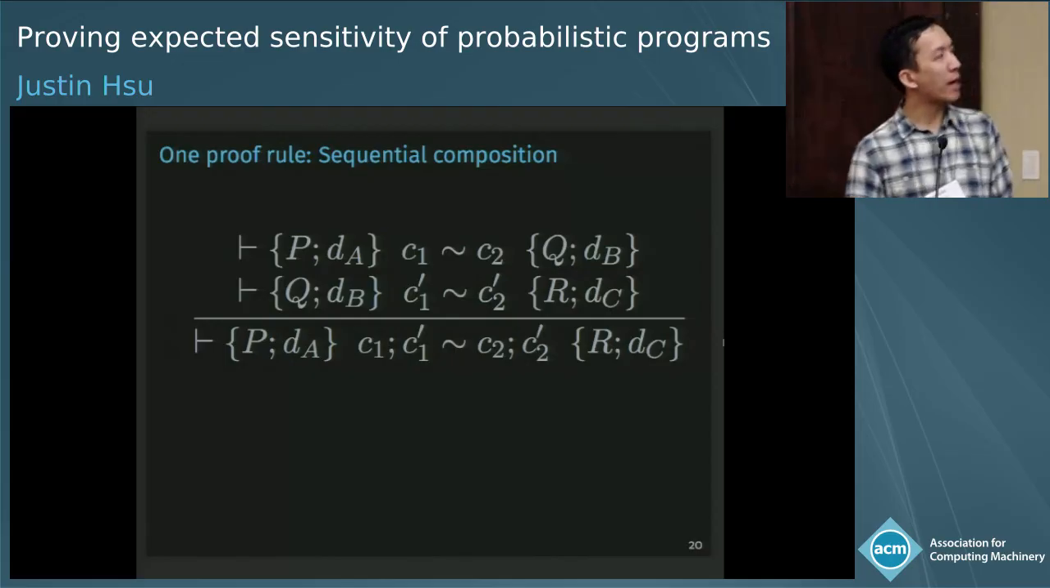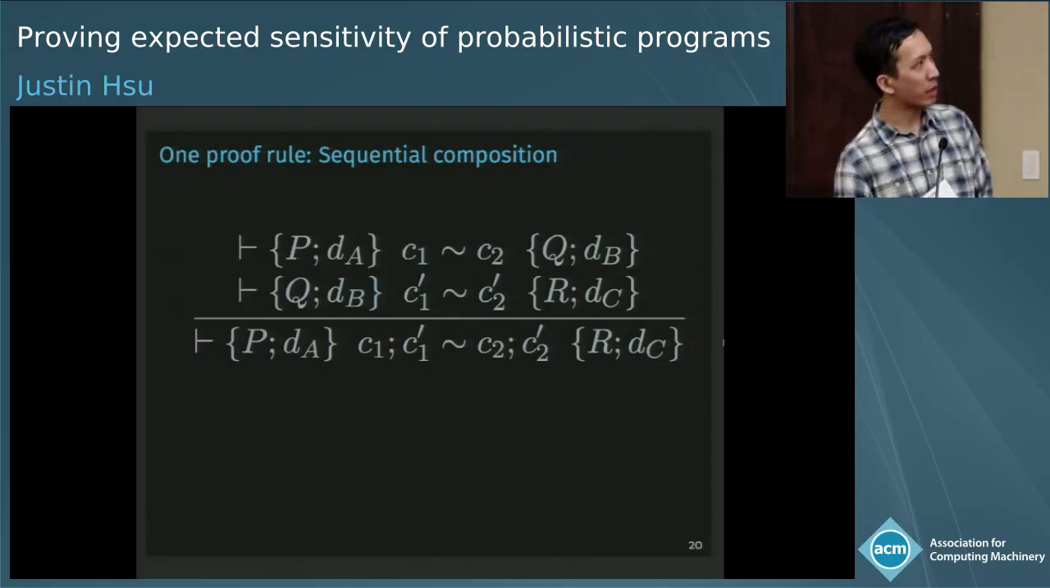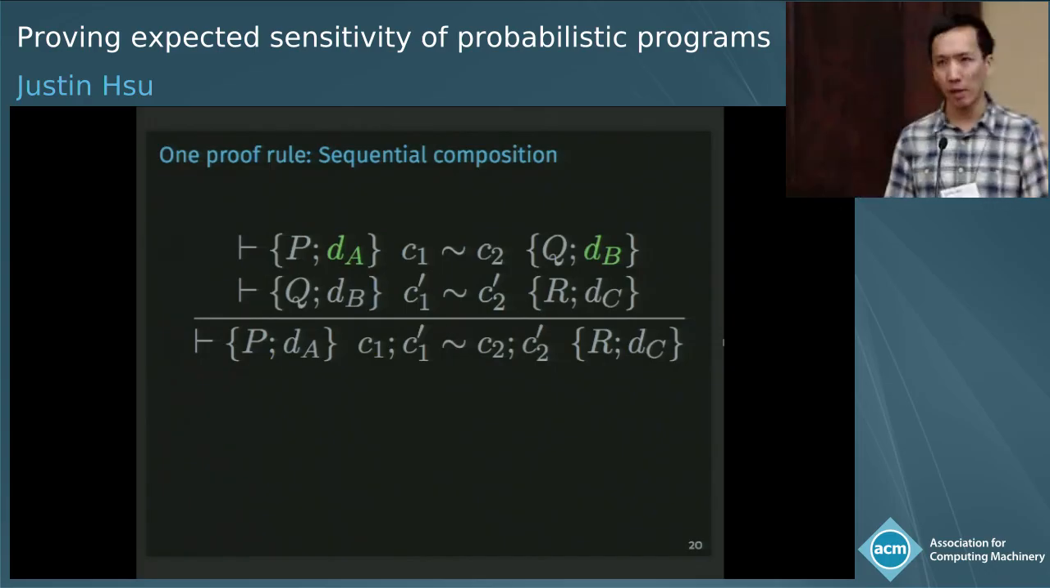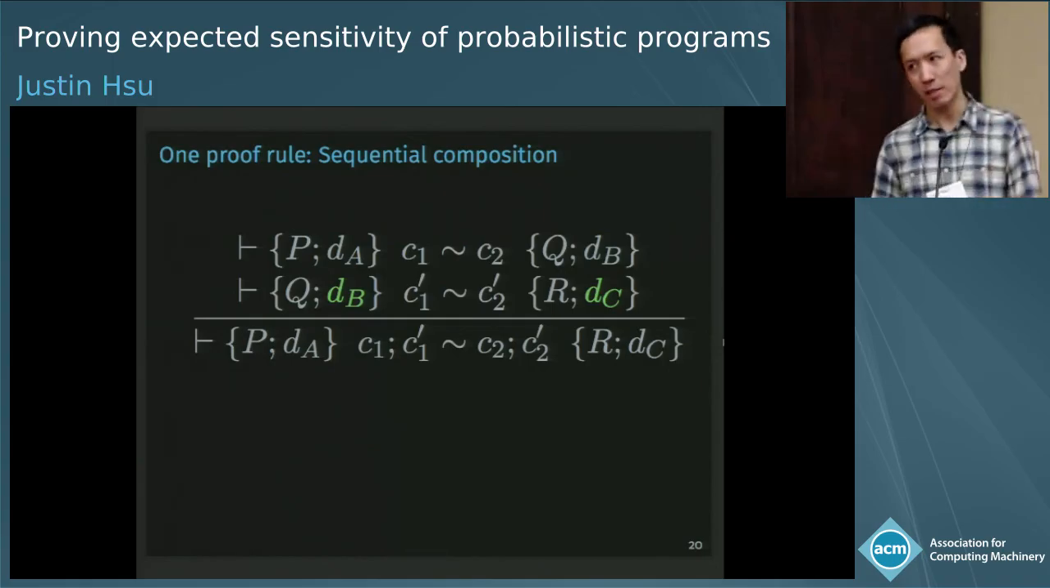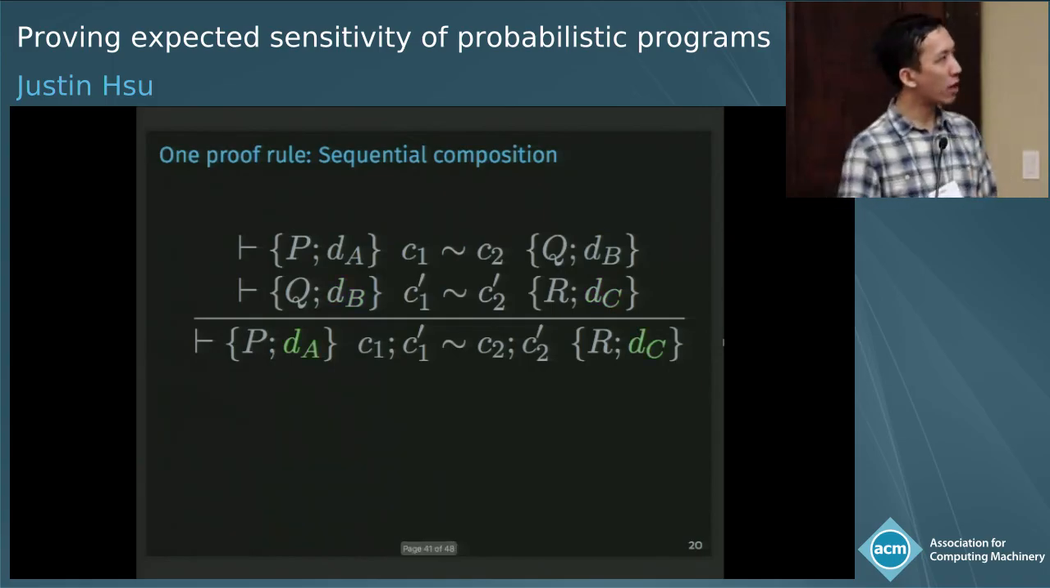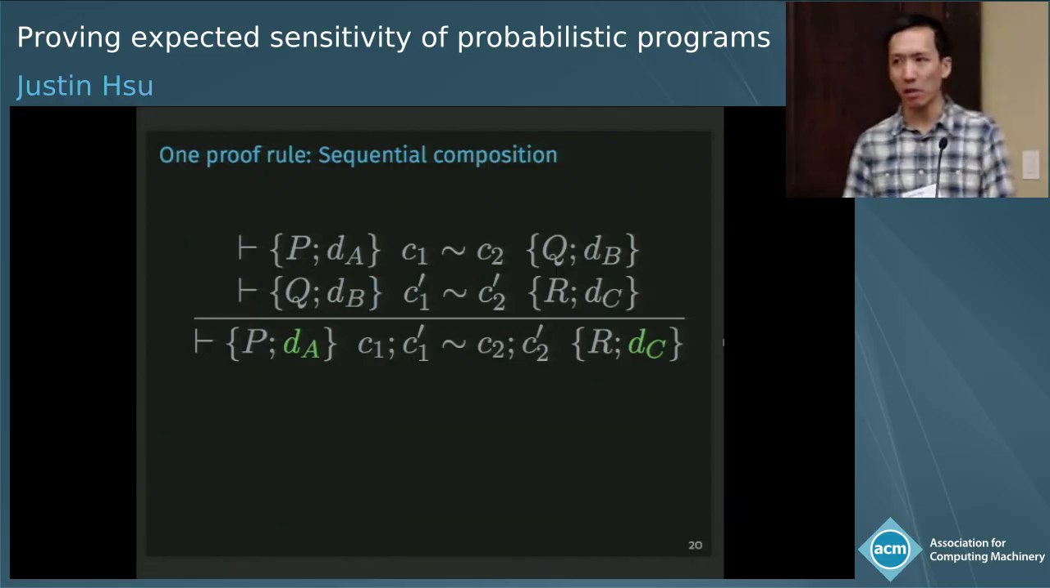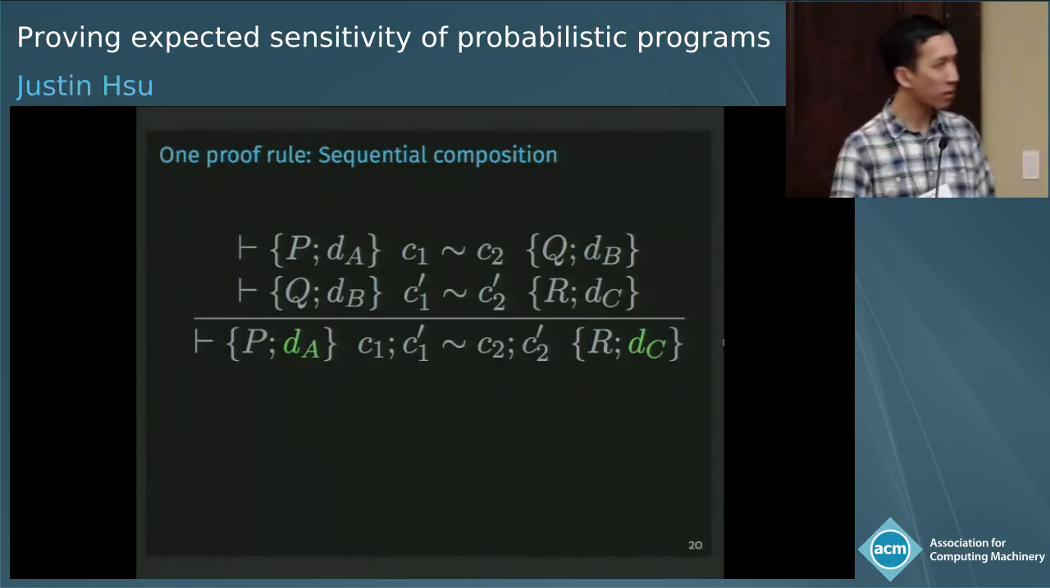And I just want to point out that the distance is composed in the way you would expect. The first judgment means that it's dA dB expected sensitive. The second judgment means that it's dB dC expected sensitive. And in the conclusion, the composition is dA dC expected sensitive. So it composes as you would expect.